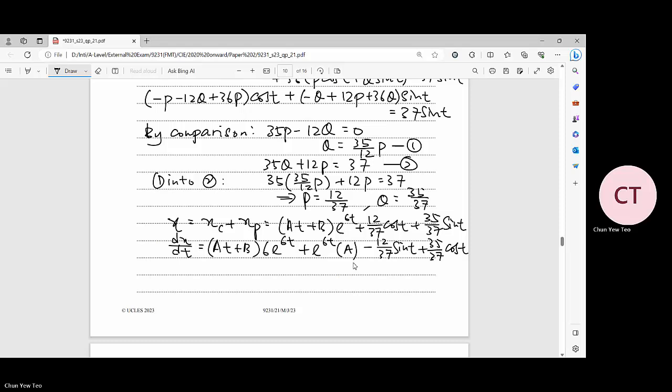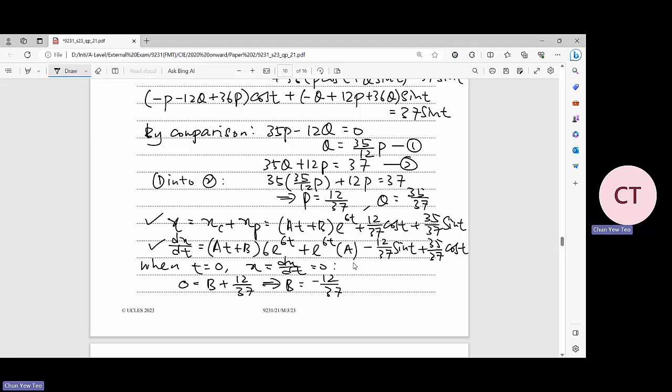Then given when t equals 0, not x equals 0, x equals 0 and dx/dt equals 0. So from the first equation here, you will get 0 equals b plus 12 over 37. Then b is equal to negative 12 over 37.